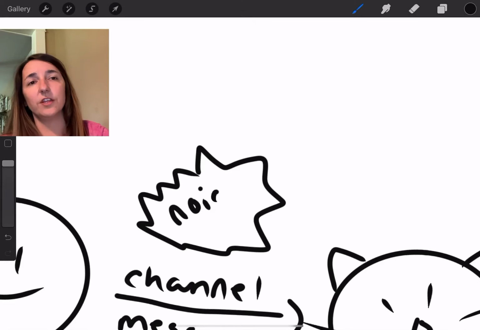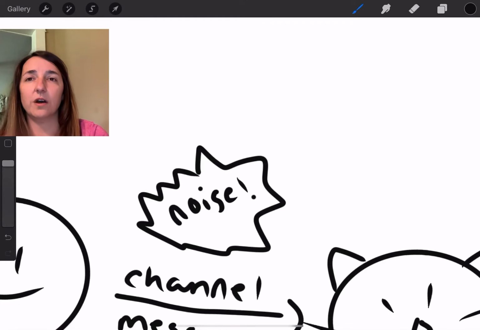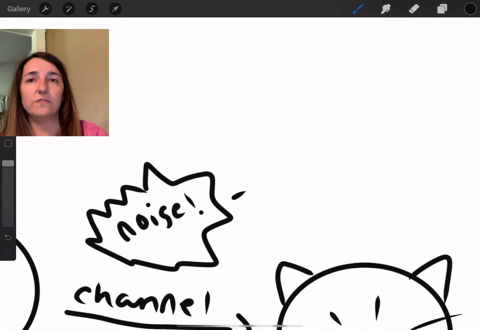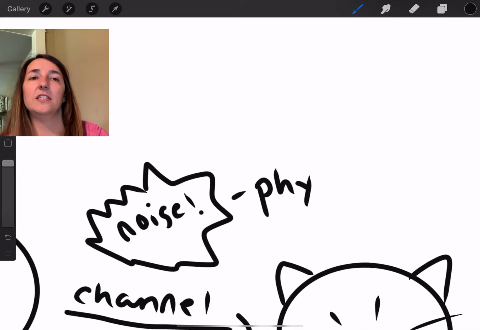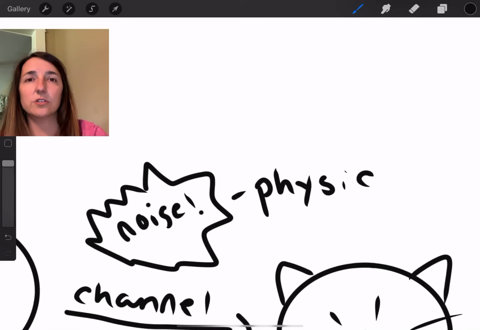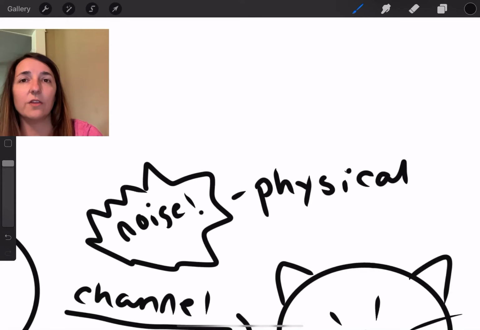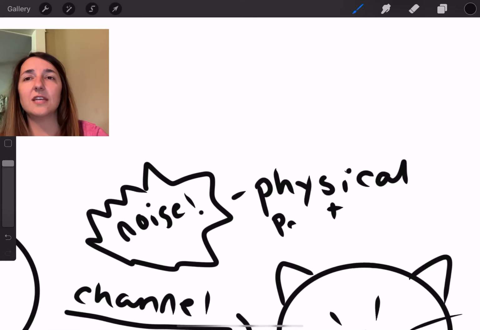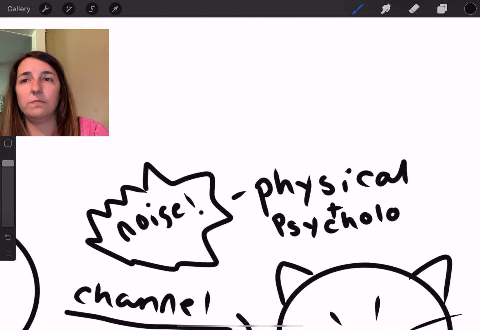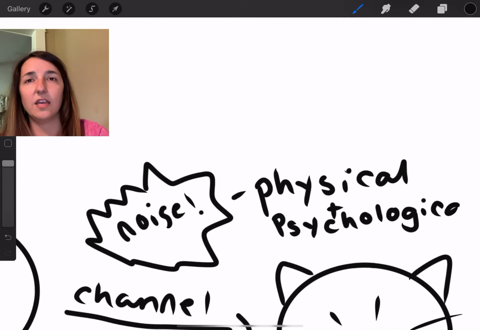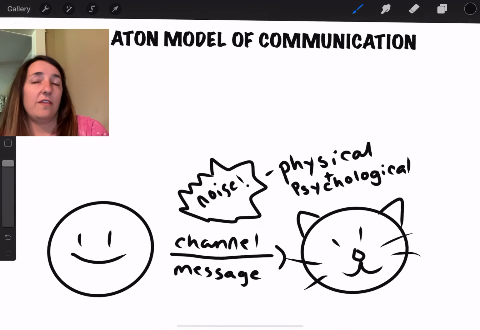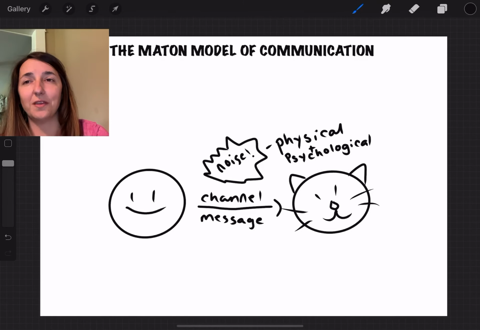I have also included noise as in the interaction model, and two types of noises that we can focus on is the physical noise, that's the actual environmental noise that's happening around you, and then also psychological noise. This might be what's distracting a party within themselves. It could be anxiety, it could be sadness, or it could even be overwhelming feelings of joy.